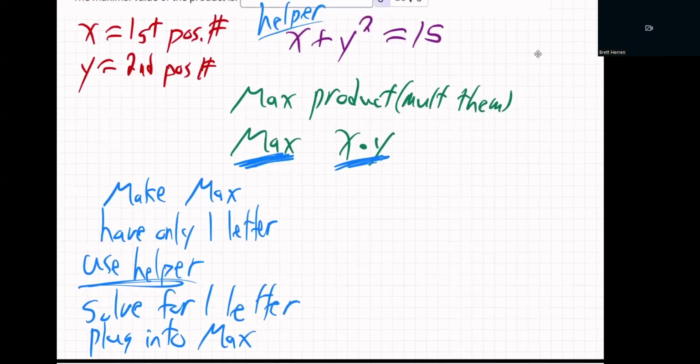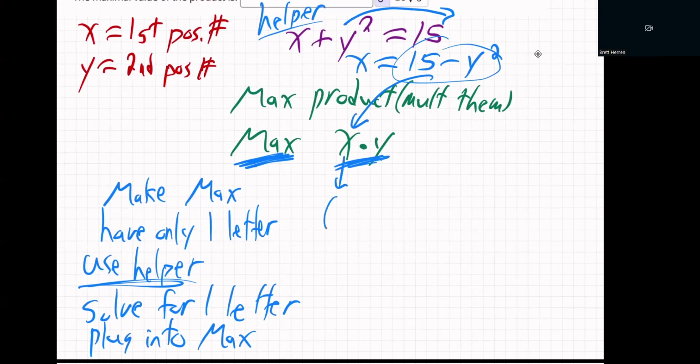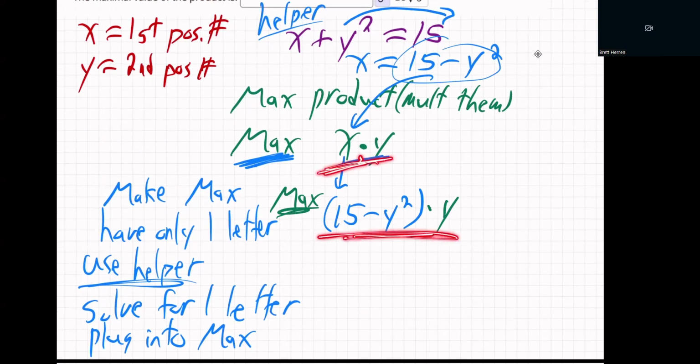So come up here, we're going to use the helper. Like I could solve for x. I could bump this to the other side and say, okay, so x is 15 minus y squared. Then I can grab that and plug in for x. So now I'm maximizing x, which I now know is 15 minus y squared, times y. I'm trying to maximize that. Now it only has one letter. See what I did there? You let the helper help you to make the one you're trying to maximize or minimize have only one letter. That's what we always do when they give us these two formulas.